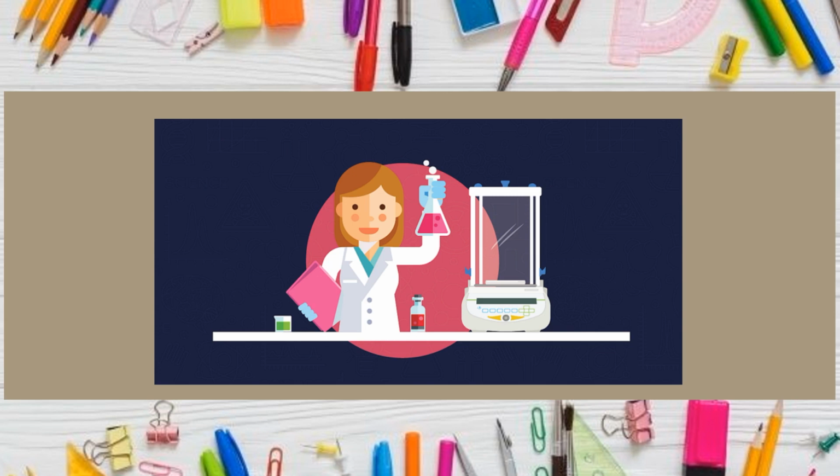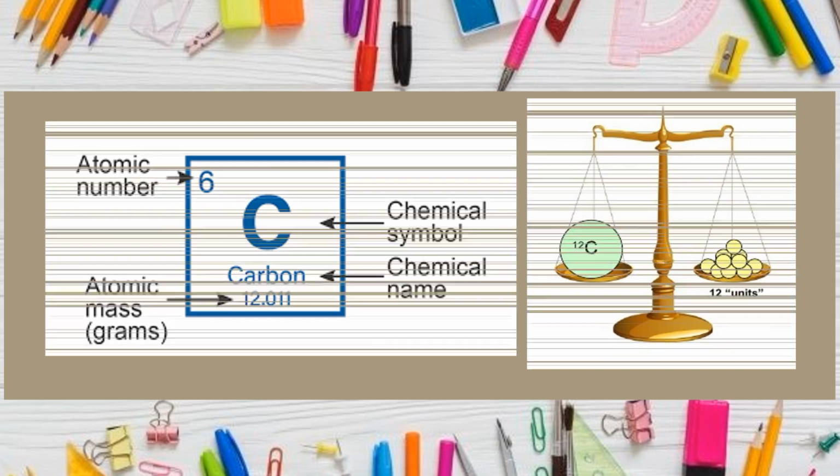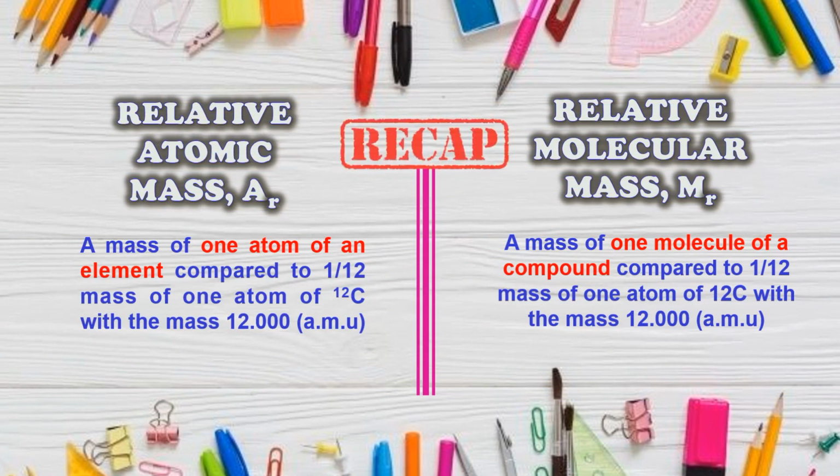In 1961, an atom of carbon-12 was chosen as the standard. Okay, the mass of one atom of carbon-12 is defined as exactly 12 atomic mass unit, AMU. The masses of other atoms or molecules are then measured relative to the mass of an atom of carbon-12. Hence, the value obtained for atom is known as relative atomic mass, whereas the value obtained for the molecule is known as relative molecular mass.